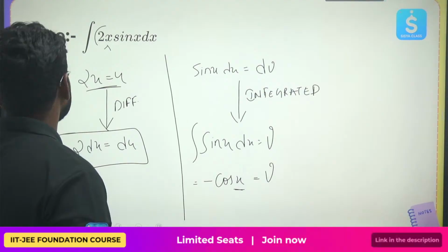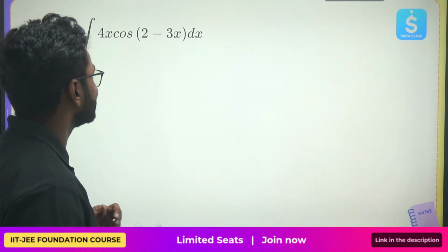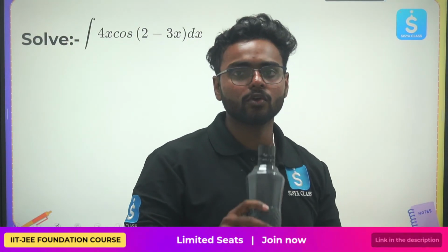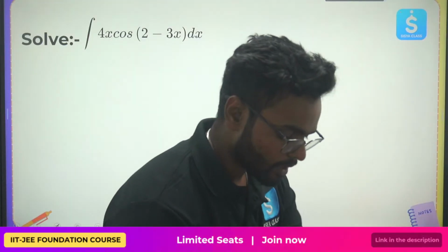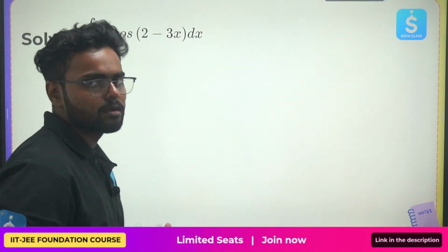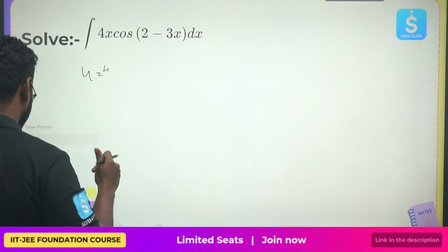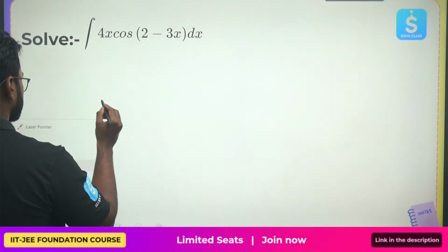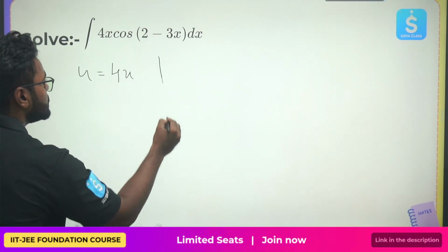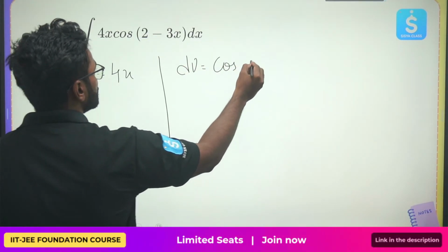Now coming to one more question we'll solve: integral of 4x cos(2 minus 3x) dx. How can we do it? Let us consider u and dv. How can we consider u and dv using the LIATE rule? It states that algebraic would come before trigonometry, right? So u is equal to 4x, and dv is equal to cos(2 minus 3x) dx.